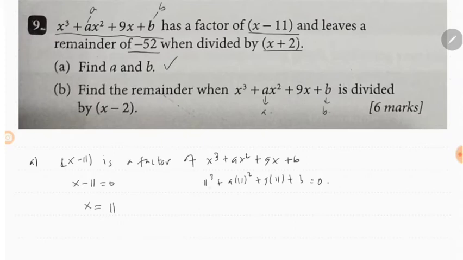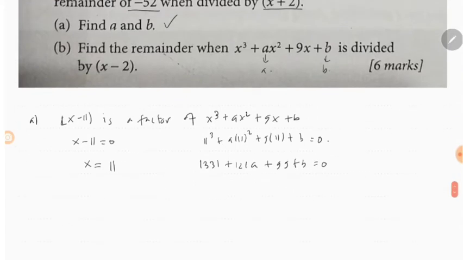And then 11 cubed is 1331, and we have plus 121a plus 99 plus b equals 0. Then we have 121a plus b equals, when you move it over, negative 1430. So this is the first equation.